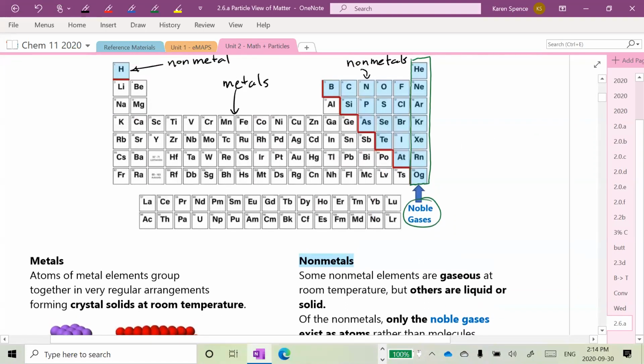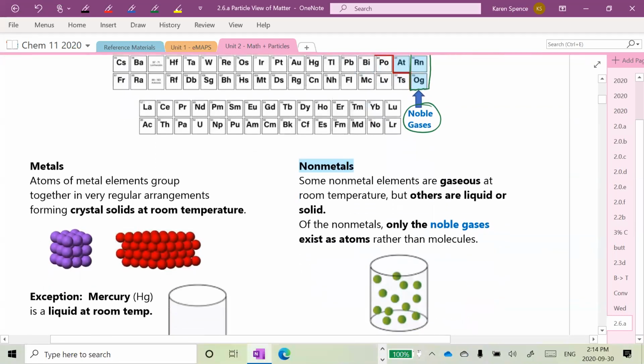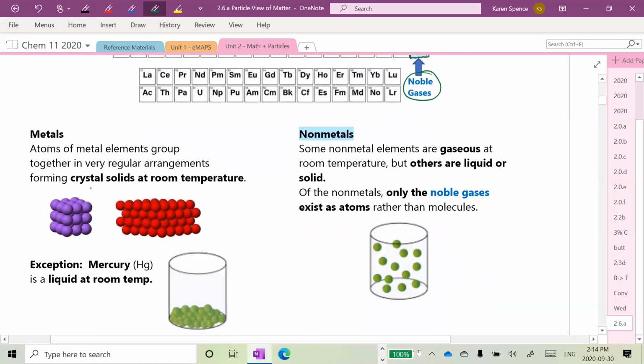Now, what do metals tend to do when they're just hanging about in nature? At room temperature, they tend to clump together in very, very regular arrangements. So you can see here, we've got a very regular crystal-like structure. They're very organized. So you have single atoms, but then they get together in large congregations to form these crystals, crystal solids.